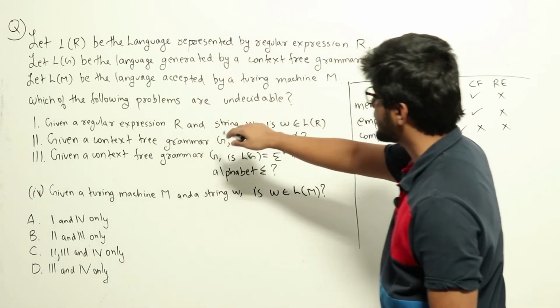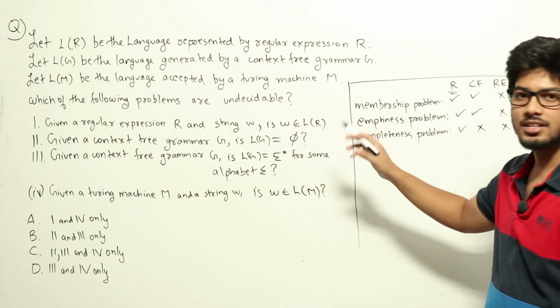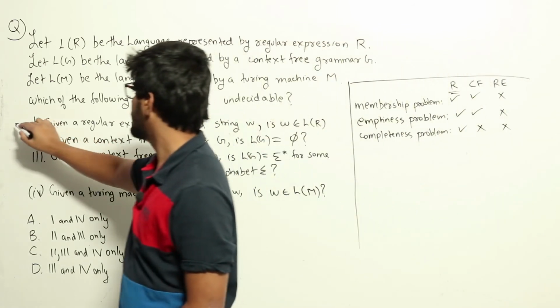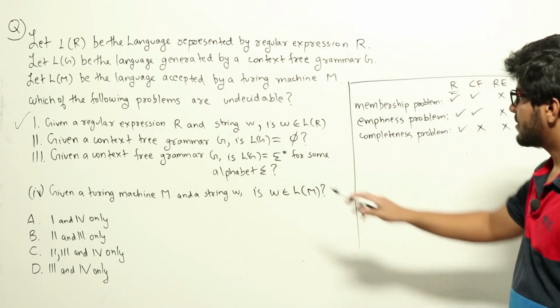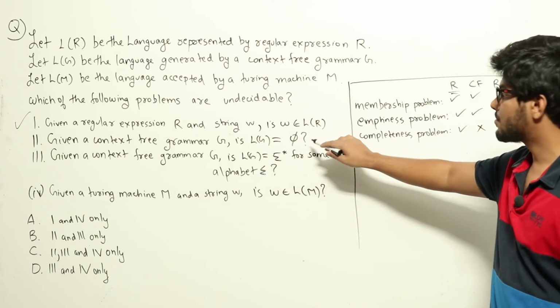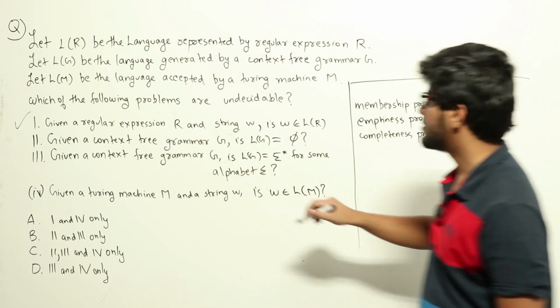Statement 1, given a regular expression R and string W, whether W belongs to L of R. That is membership problem for regular grammar. That is decidable. Statement 2, given a context-free grammar G, is L of G equal to null set. Now this is nothing but the emptiness problem for context-free grammar, which is decidable as I have given here. So this is also decidable.